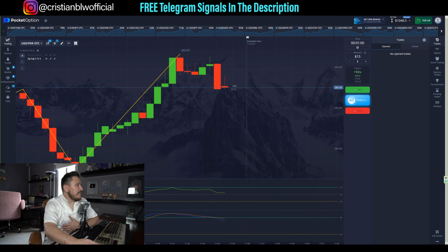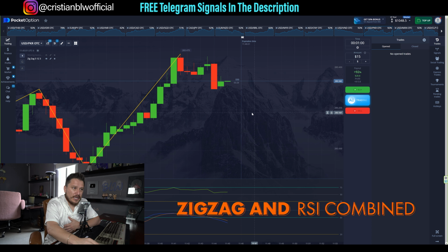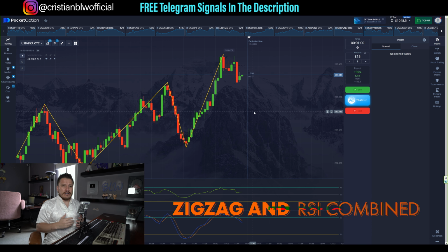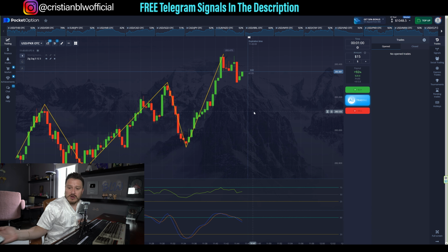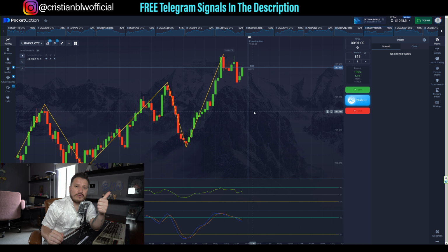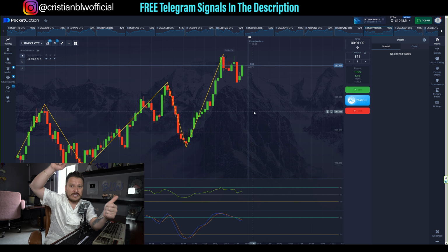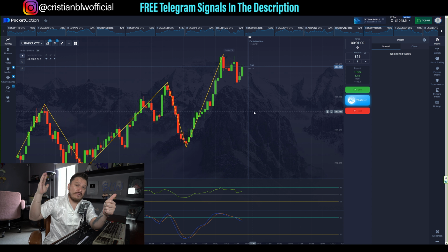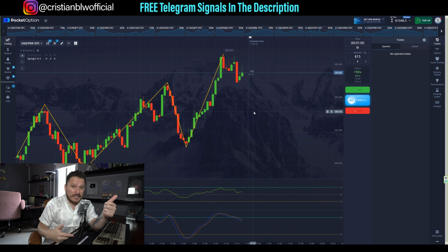Now that you've actually seen those live trades, it's actually time for me to explain the combination between the zigzag and the RSI. Look, as some of you already know, I have two strategies. Number one is for the RSI levels, whether it's a 70 and 30 or the 50, doesn't matter, but the RSI strategy. And I have another zigzag strategy that works only with stochastic and the zigzag levels.